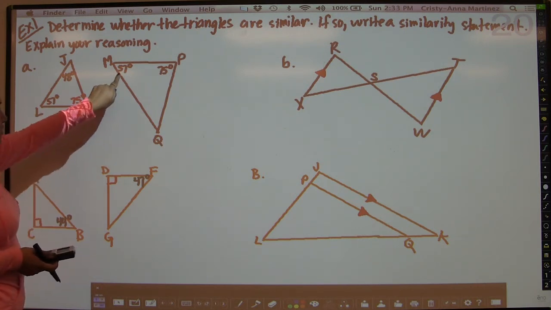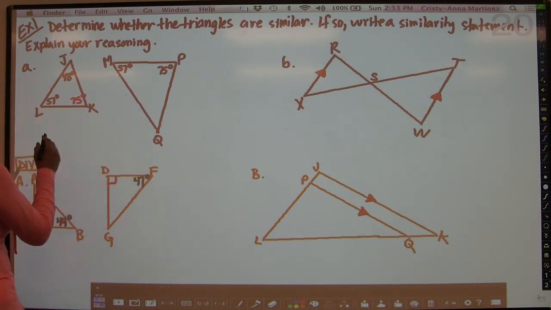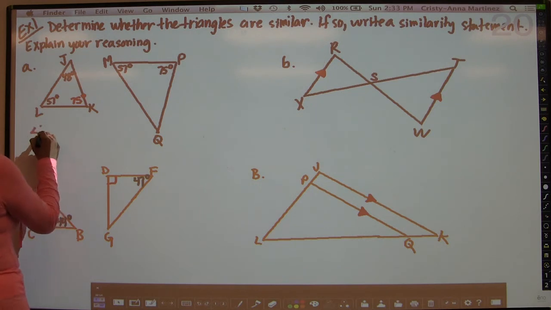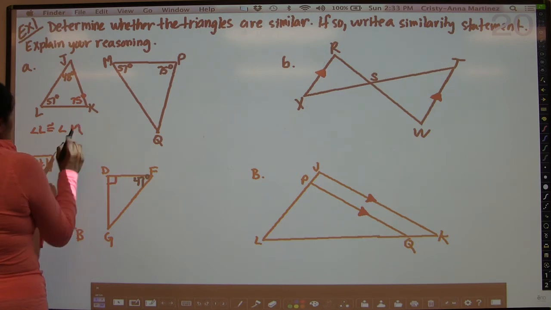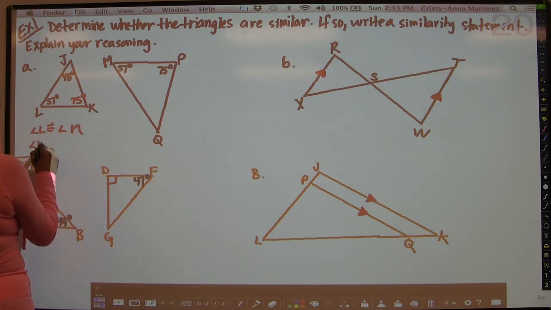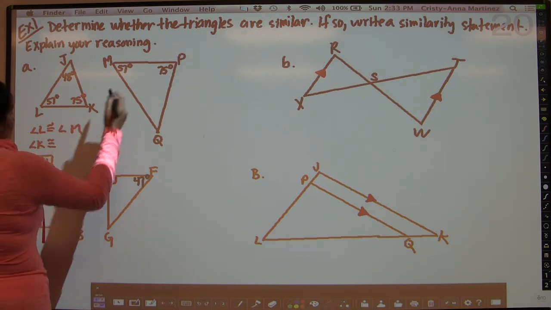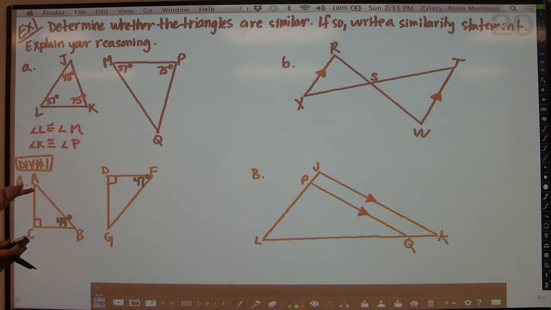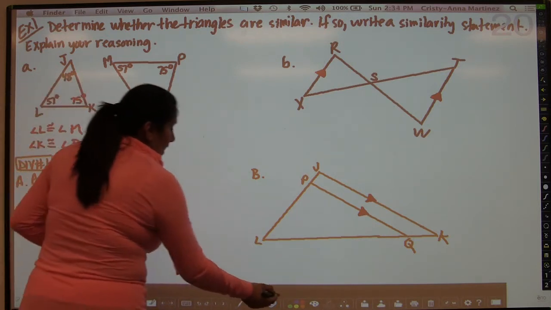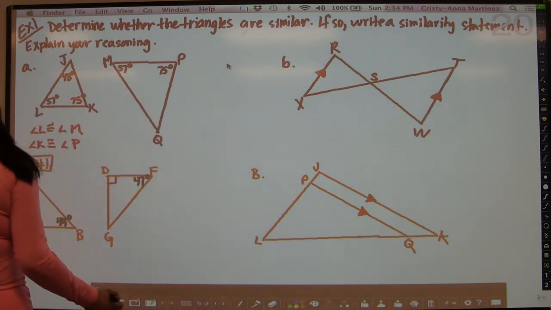Angle L is congruent to angle M. So as far as explaining your reasoning, we're going to say that angle L is congruent to angle M. And we also know now that angle K is congruent to angle P. So in this case, because we found two pairs of angles that are congruent in each triangle, then we know that the triangles are in fact similar. And if it is, they want us to write a similarity statement. A lot of times students forget to do that and they get the problem wrong. So please don't forget to do that.